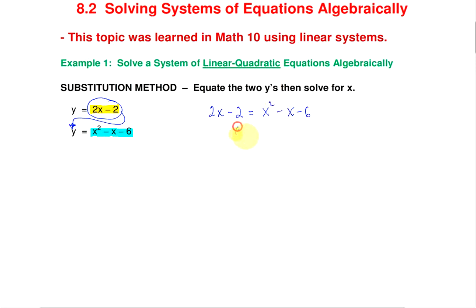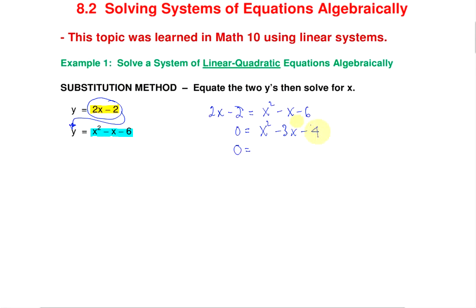So when we have a quadratic, we want to set everything equal to 0. So we're going to go 0 equals x squared, and we're going to bring our 2x over to the right. When we do, it'll become negative, and so negative 2x minus x is negative 3x. And we will take our negative 2, bring it over to the right. It becomes positive, so we have negative 6 plus 2, and we get negative 4.